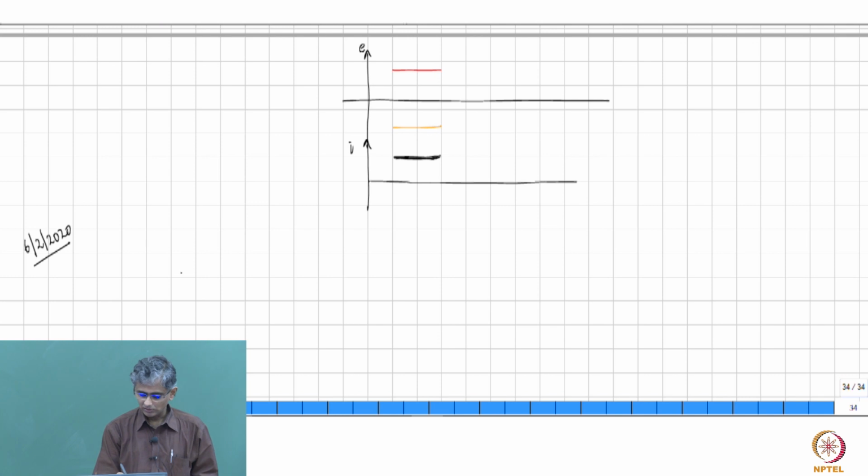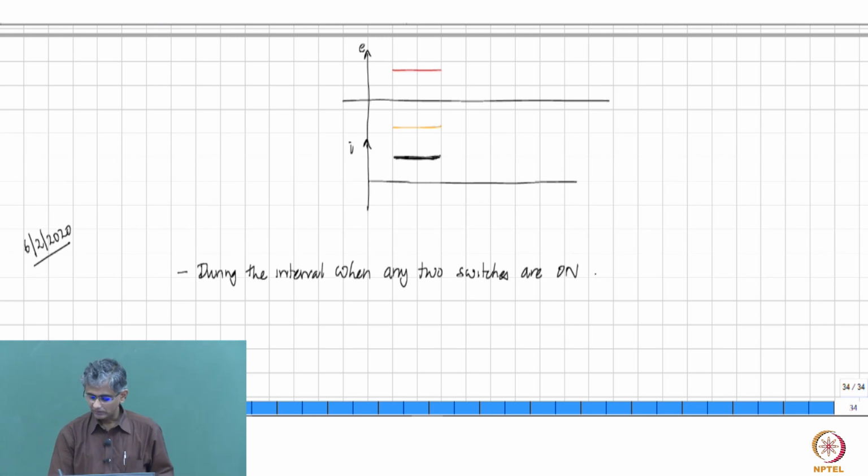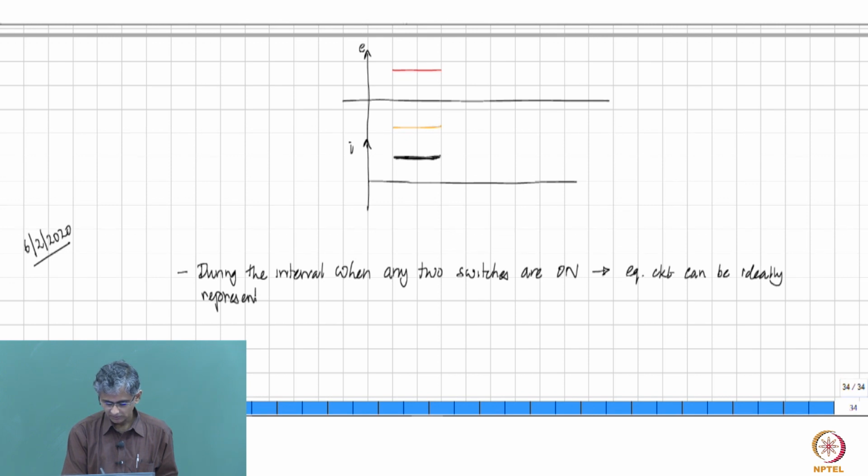So what we have seen is that during the interval when any two switches are on, in that interval the equivalent circuit can be ideally represented as a DC circuit.